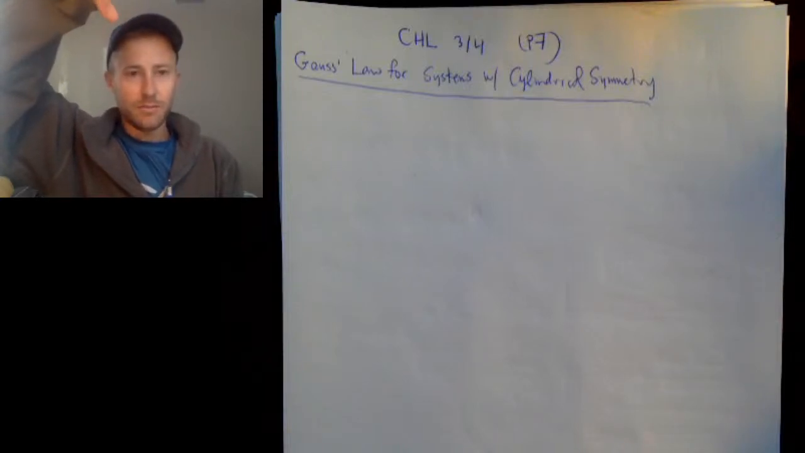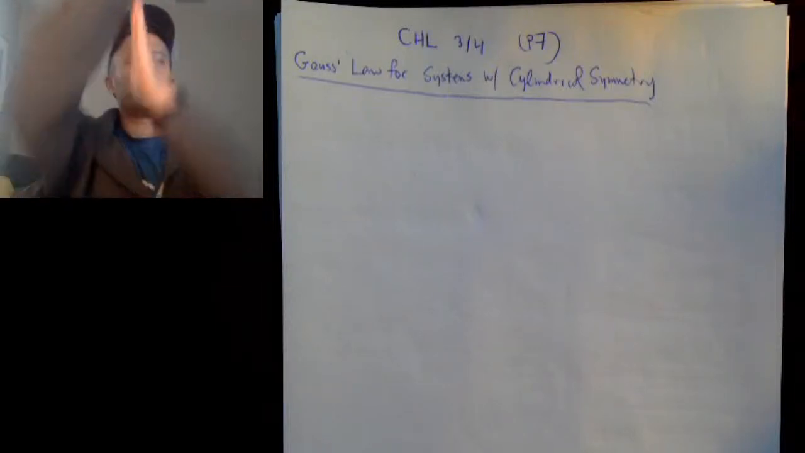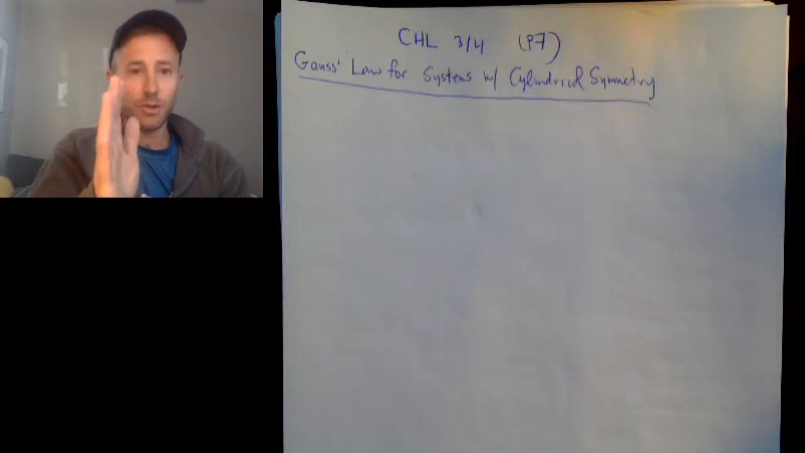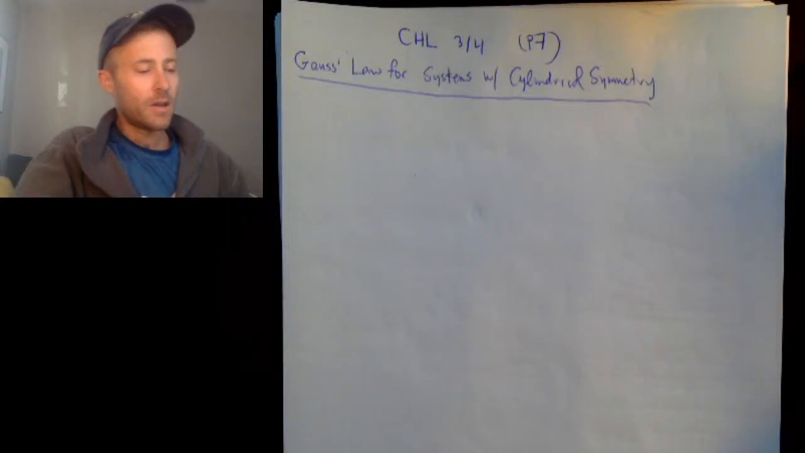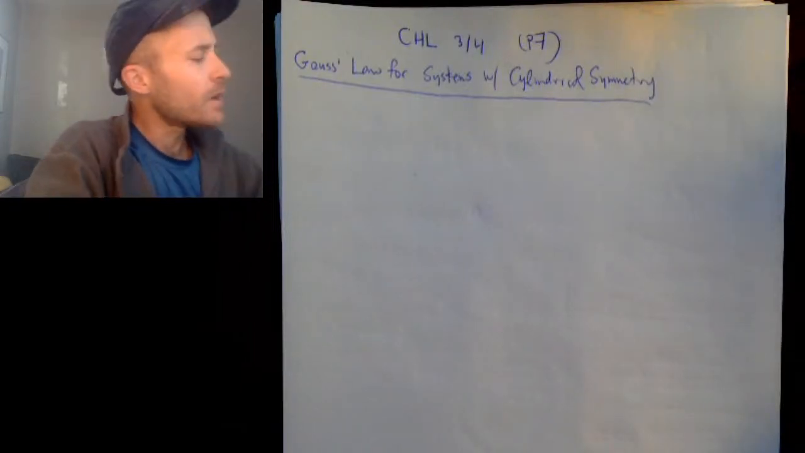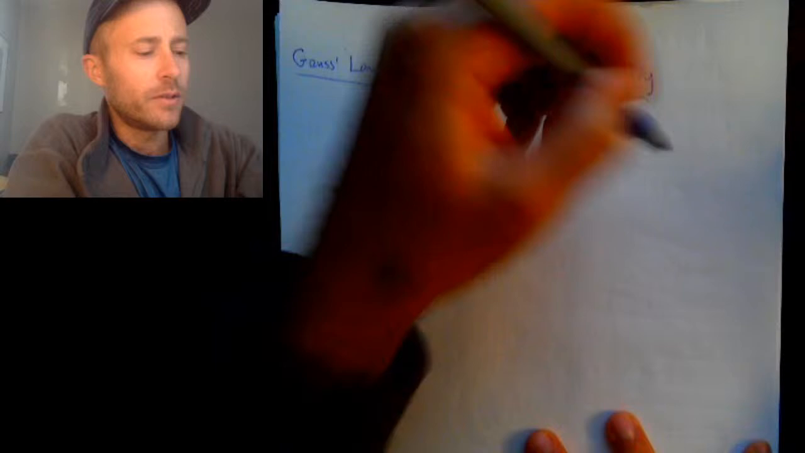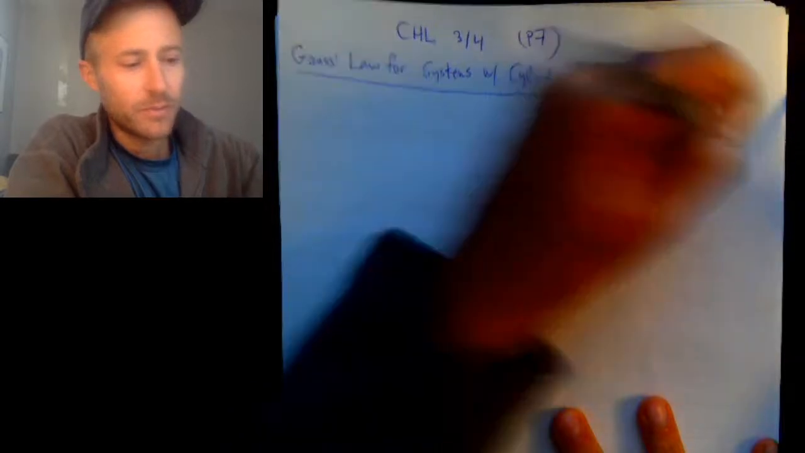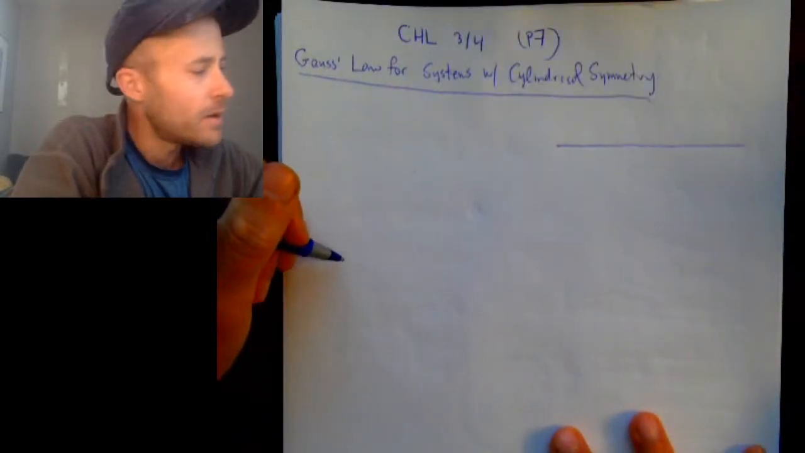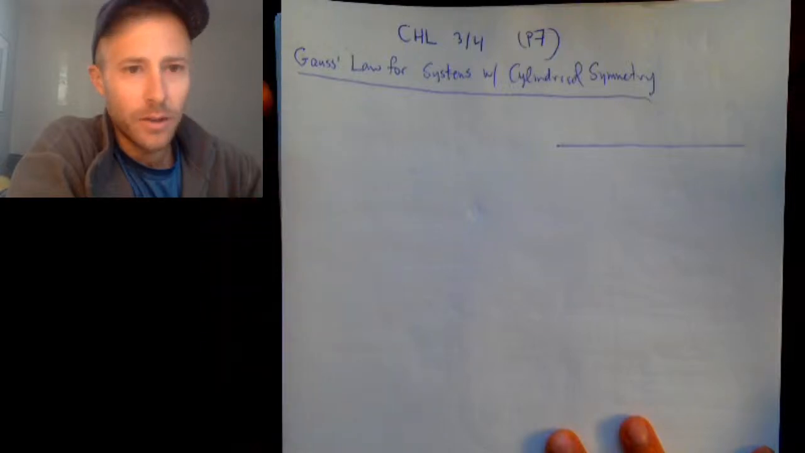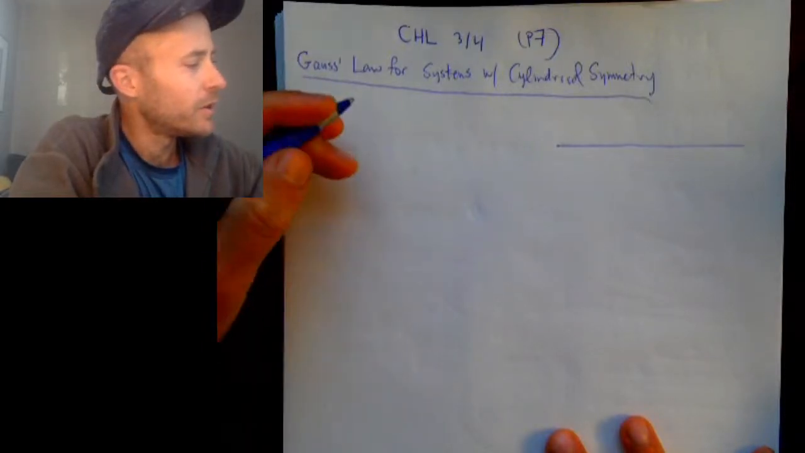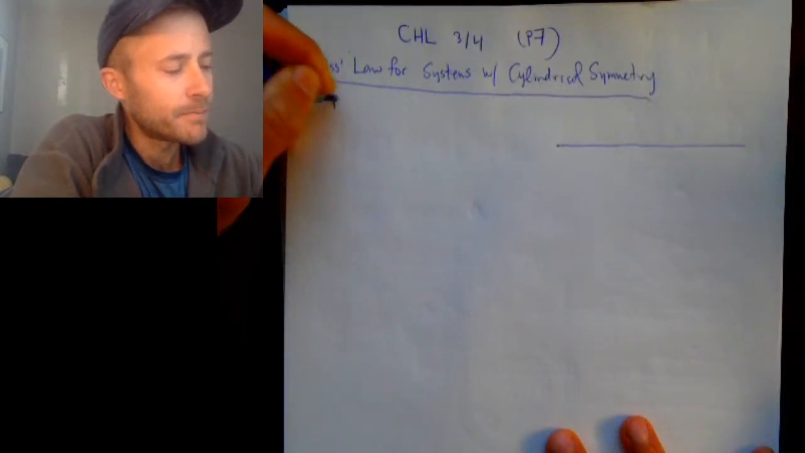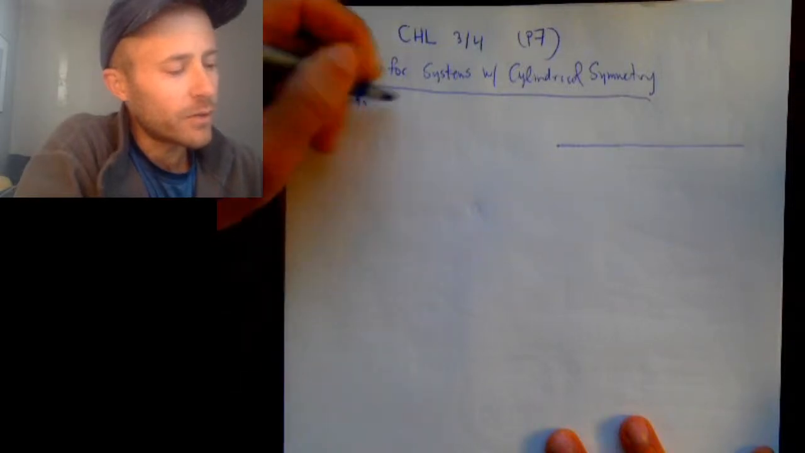Because it's an infinite cylinder, if we shift it up or shift it down, again, it's the same charge distribution. So we typically would draw the axis of the cylinder. And in cylindrically symmetric systems, the electric field points directly away from the axis.